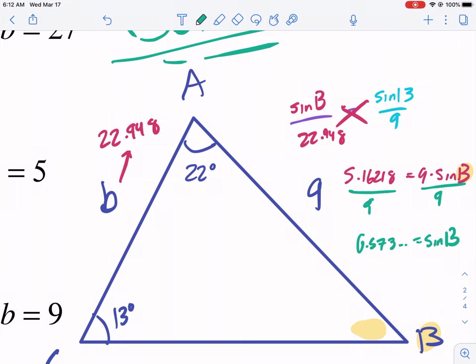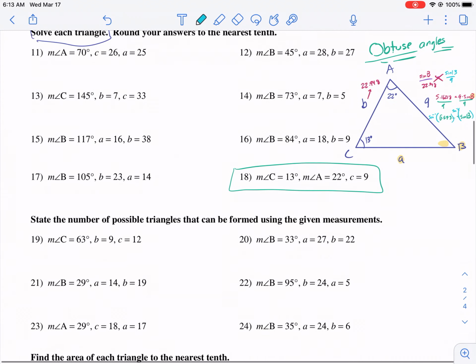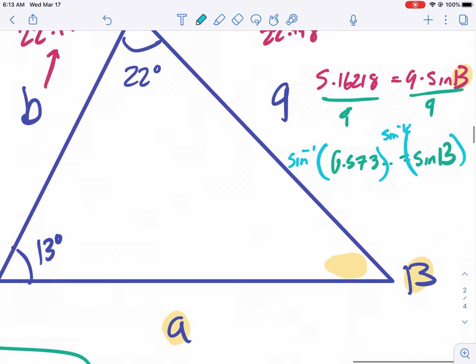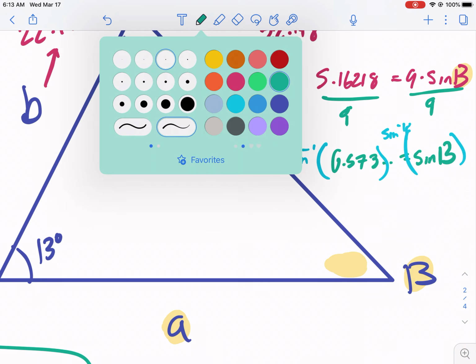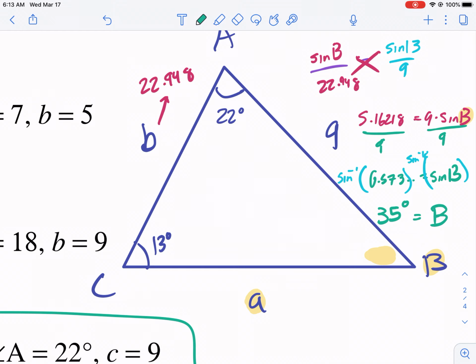What do I have to do? I have to take the inverse of that, so I take the inverse of both sides. Okay, excellent. This is what I was hoping to get. This is super important: if there's one time in the video you listen, it's this. B equals 35 degrees. Okay, if B equals 35 degrees, that doesn't make any sense.